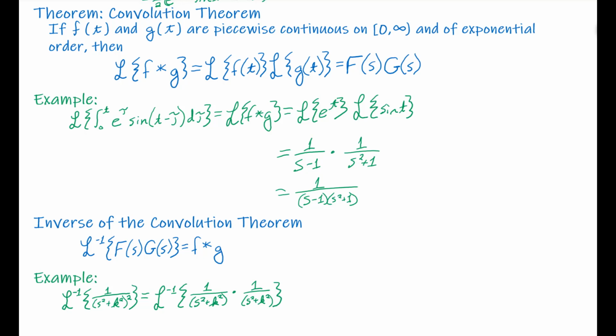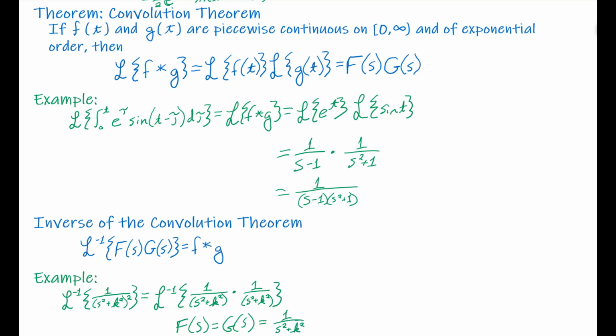So what I'm really doing is taking the inverse Laplace transform of two identical functions. So that means that capital F of s equals capital G of s, and they both equal 1 over s squared plus k squared.